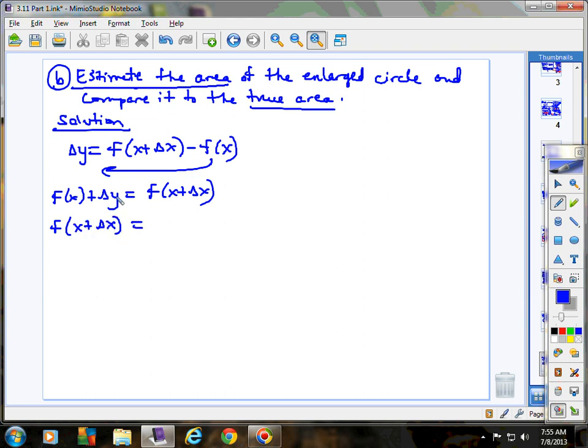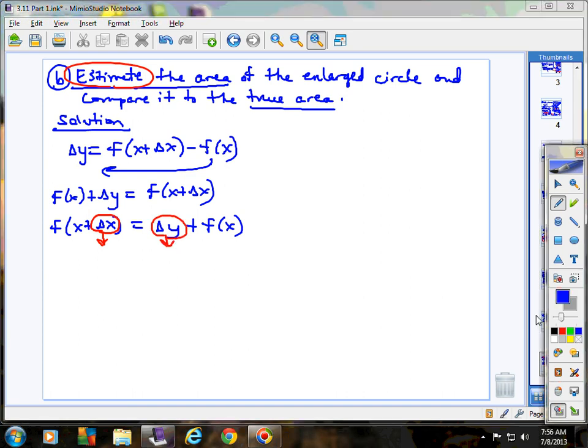And they've got that one next. So they switch places with these over here and write it in this order. It's the same thing, I've just rearranged it. All right, now if we're going to estimate, we're going to change these deltas. Both deltas we're going to change into d's.